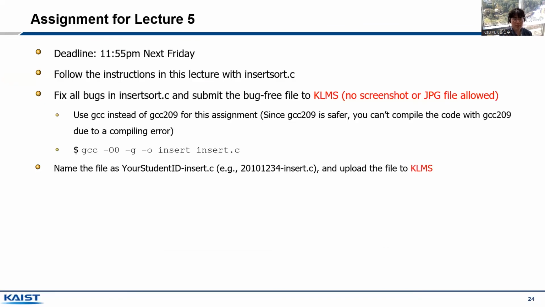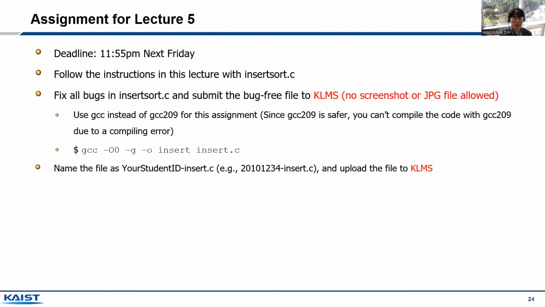Okay, so let me talk about the assignment. The assignment for lecture 5 is just to follow the instruction that I did before with insert_sort.c. You just need to replay what I did, fix all bugs in insert_sort.c, and submit that file, the file that you created. Give that file to KLMS. One thing I want to mention is that you should not submit a screenshot or JPG, but you need to give us just a source file.